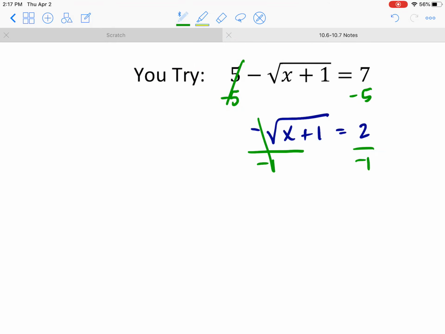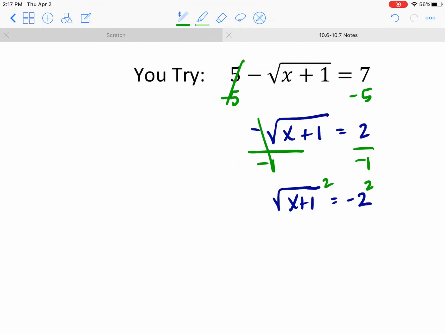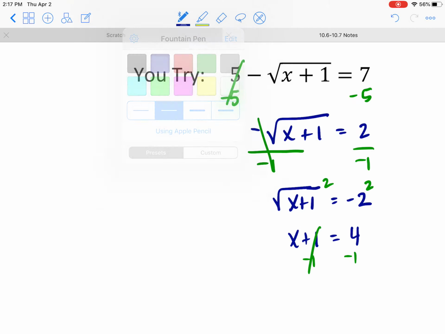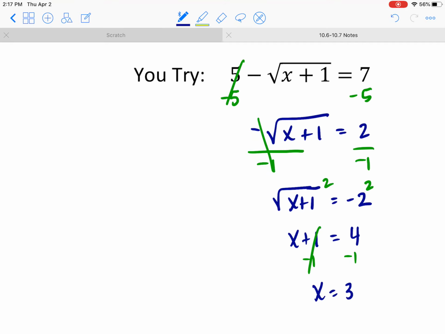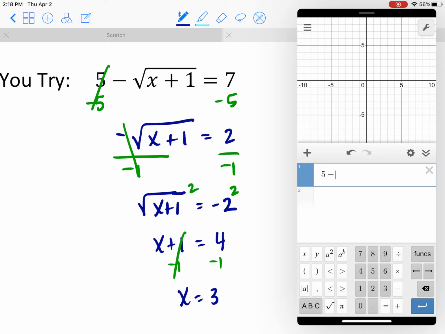So this is a negative 1 times my radical equal to 2. Now I'm going to divide that negative over. That cancels. And now I have my square root of x plus 1 equal to a negative 2. So now I get rid of my square root by squaring both sides. So x plus 1 comes down, negative 2 squared, negative 2 times negative 2 is going to be positive 4. And then I go to subtract the 1 over, and x equals 3 is my answer.